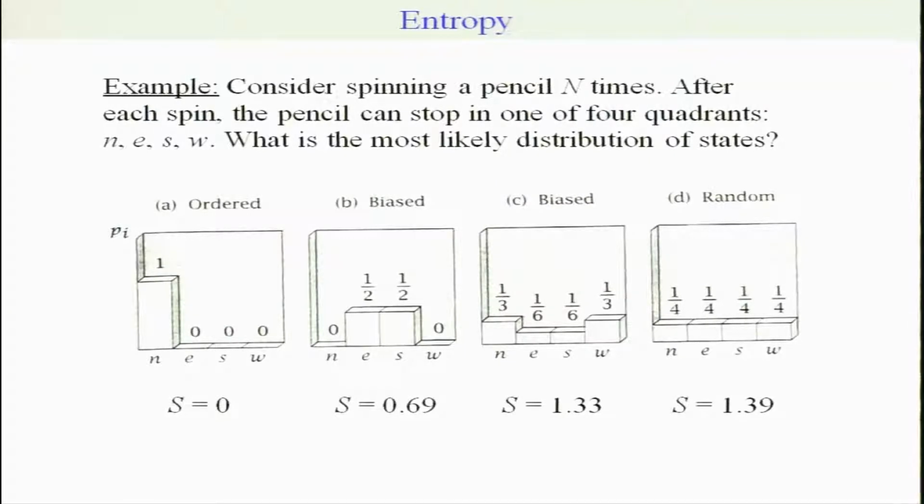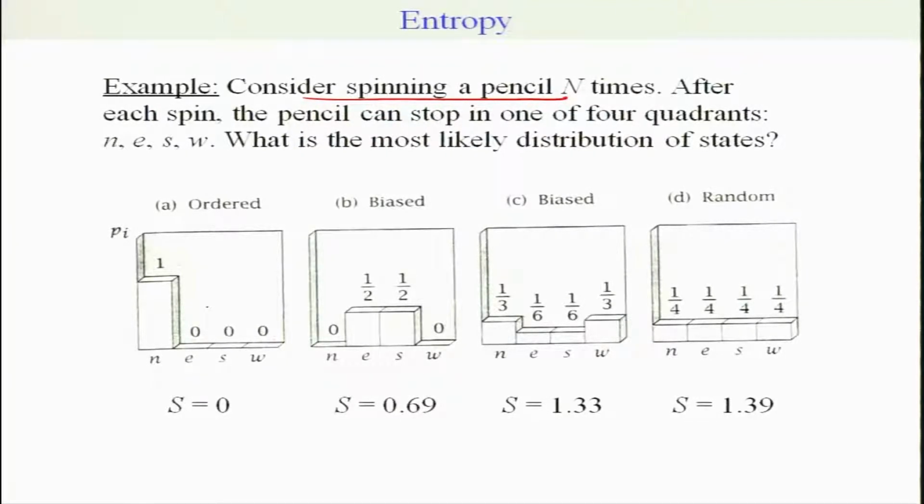For example, consider spinning a pencil n times on a table such that it can align in 4 quadrants. If you define these 4 quadrants as north, east, south and west, then let us consider these 4 different scenarios. One would be the ordered case, where every time you obtain n, in which case your Pi is 1.